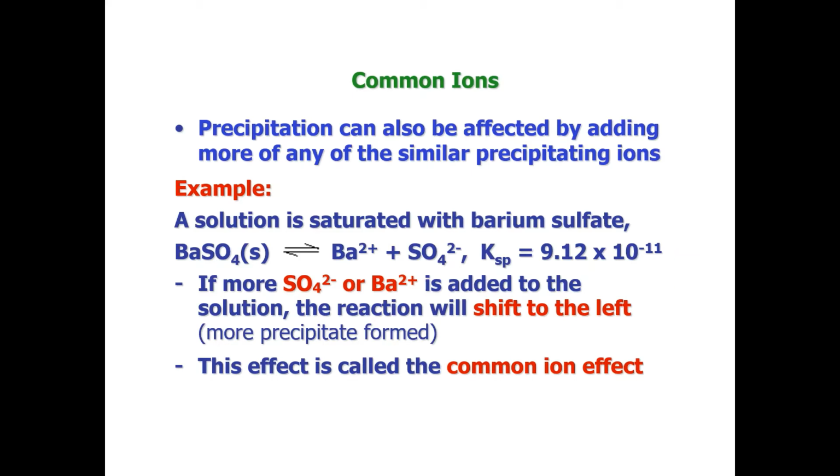I repeat myself. When the experiment is carried out in an environment with excess sulfate from a source other than that dissociated from barium sulfate, and we add that sulfate into the reaction, the concentration of sulfate increases. Based on Le Chatelier's principle, when the system is already at equilibrium, the reaction will move toward the left, forming more barium sulfate precipitate. This effect is what we call the common ion effect.